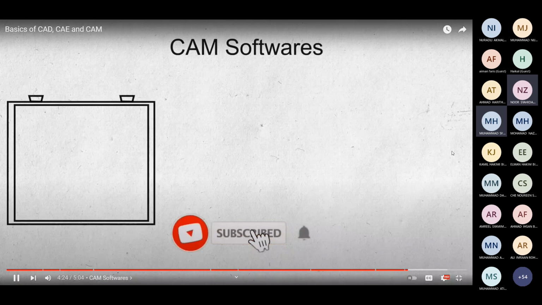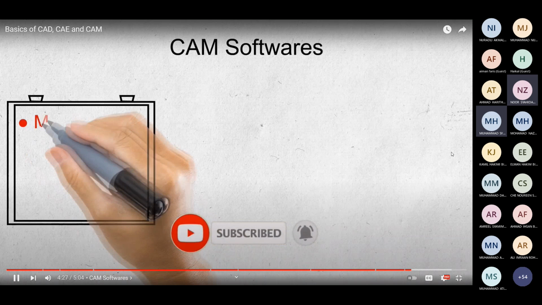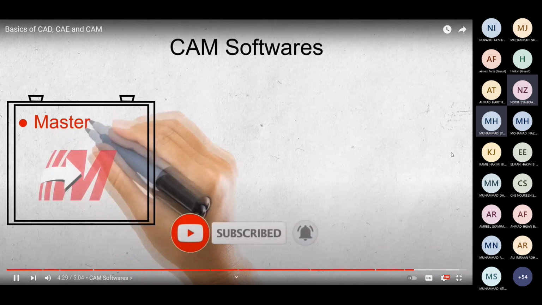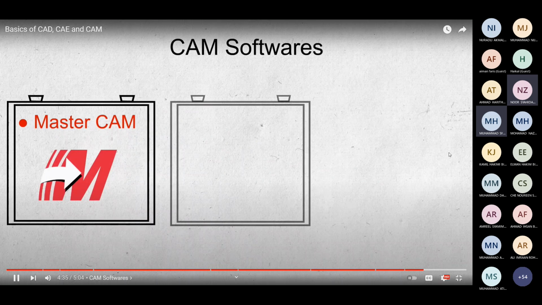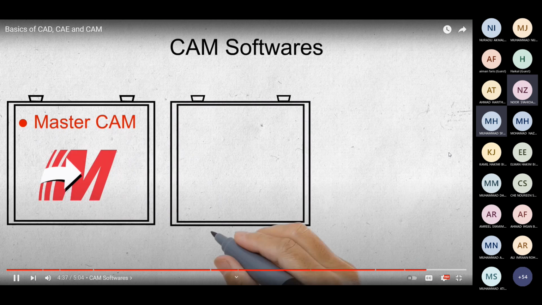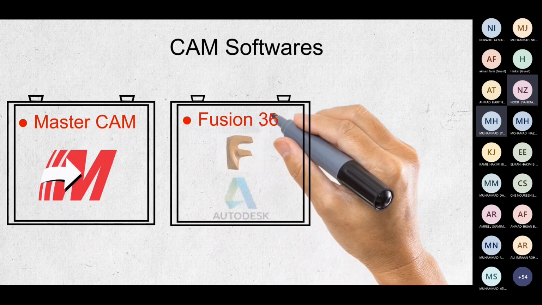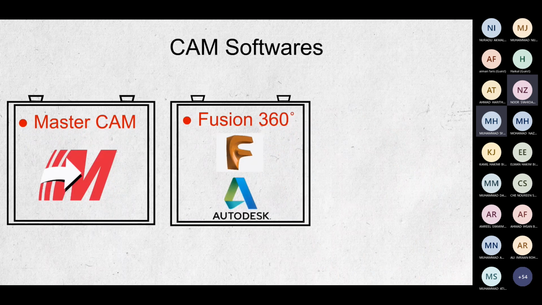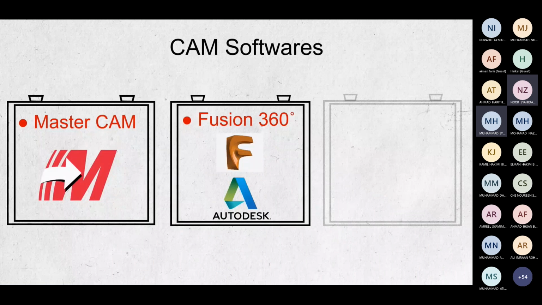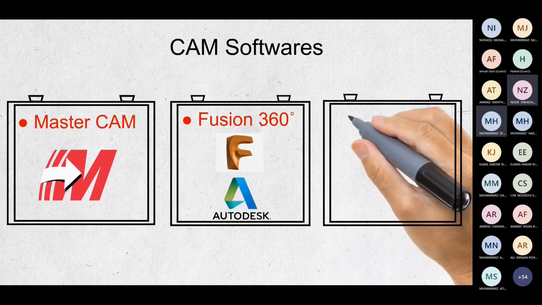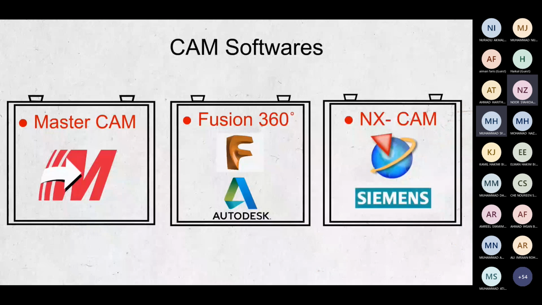Now let's see what are the few softwares available in CAM. First one is Mastercam. It allows for quicker modifications to making the part on the CNC machine. Next one is Fusion 360. It's developed by Autodesk, and it works simultaneously in 5-axis for the manufacturing process. And the final one is NX CAM. It's developed by Siemens.